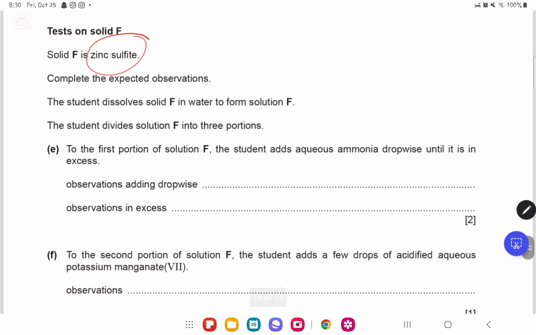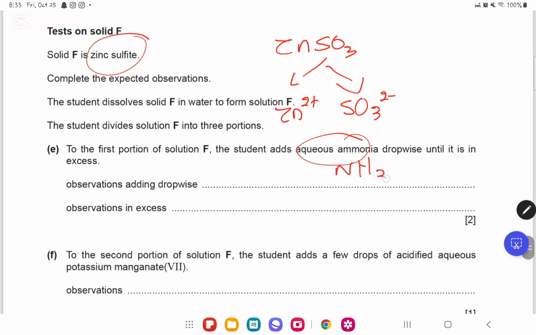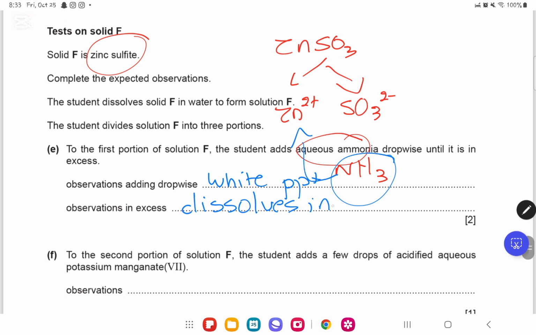Now tests on solid F. Solid F is zinc sulfite, ZnSO3. So its ions are what? Zn2 plus and SO3 2 minus. So first thing what happens is that they add aqueous ammonia, NH3. Remember, when we add NH3 to Zn2 plus, it forms a white precipitate if we add small drops, and if we add excess, it will dissolve. So it dissolves in excess.